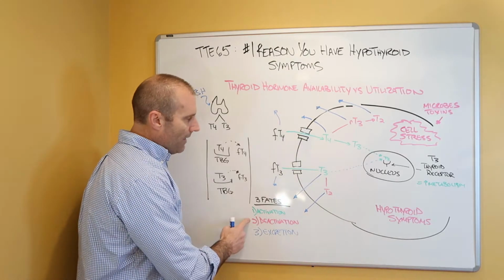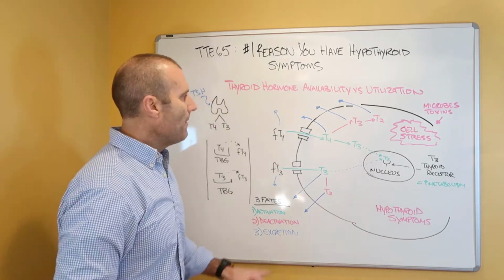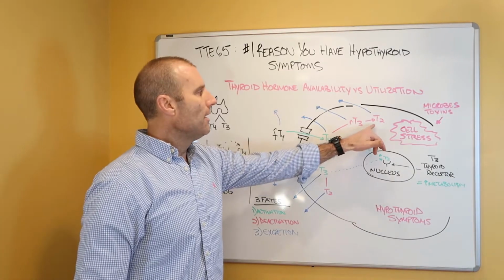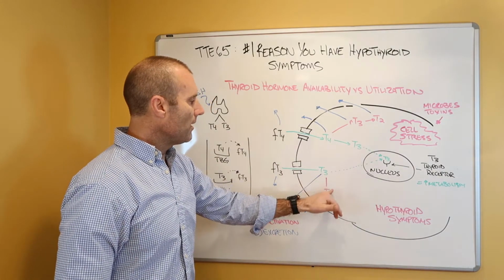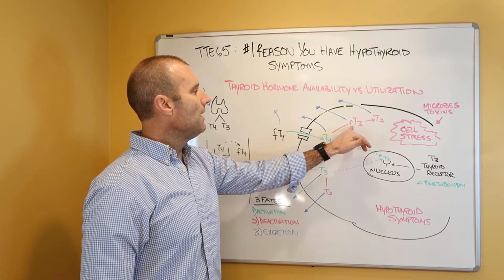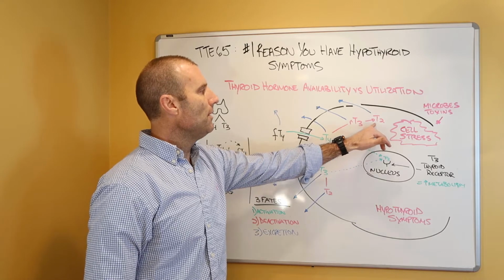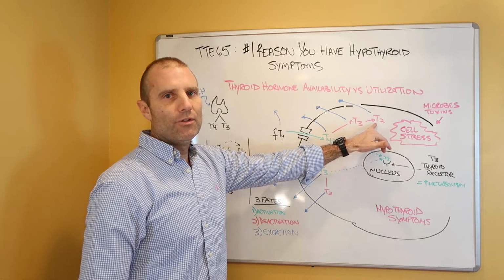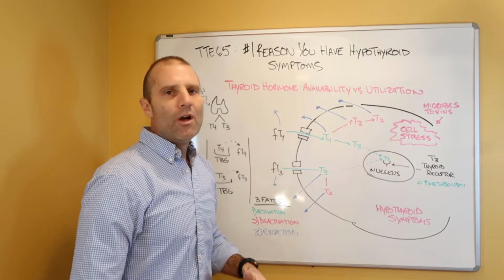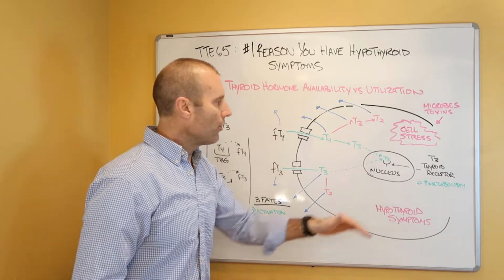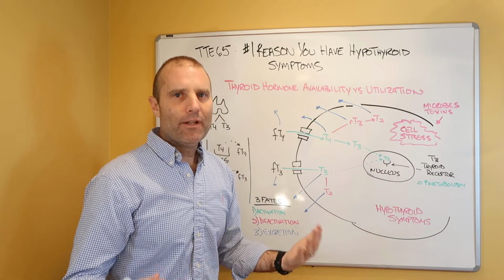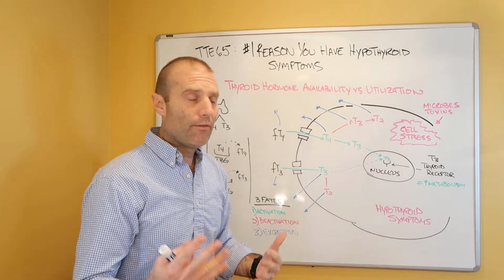The second fate is deactivation, and that means that T4 can be deactivated to reverse T3 and to T2. T3 can be directly deactivated to T2, and T4 can be deactivated to reverse T3, which can then be further broken down to T2. Both of these forms, reverse T3 and T2, are less active forms of thyroid hormone. They do not bind to the nucleus, and therefore they do not stimulate metabolism. So that's one of the problems.